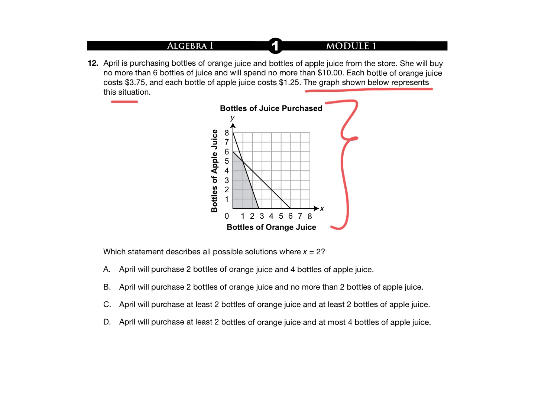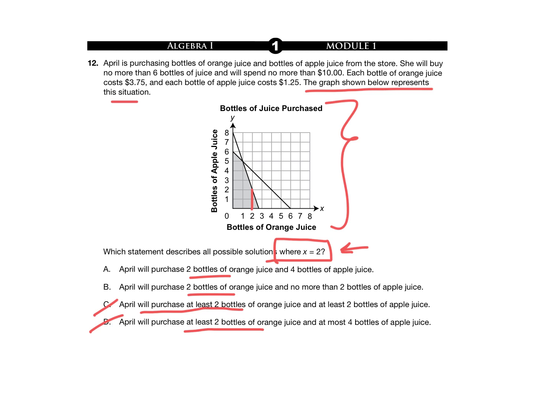So whenever you're reading this, which statement describes all possible solutions where x equals 2? Well, figure out where x equals 2 is. So here's our x-axis, here's where x equals 2. That means our bottles of orange juice is 2, okay? So April purchased 2 bottles of orange juice. If we look here, these two are saying she's going to purchase 2 bottles of orange juice. And on C and D, it says she will purchase at least 2 bottles of orange juice. That's not what we're talking about when we say x equals 2. So right away, I can eliminate C or D because I want x to be 2, not at least 2.